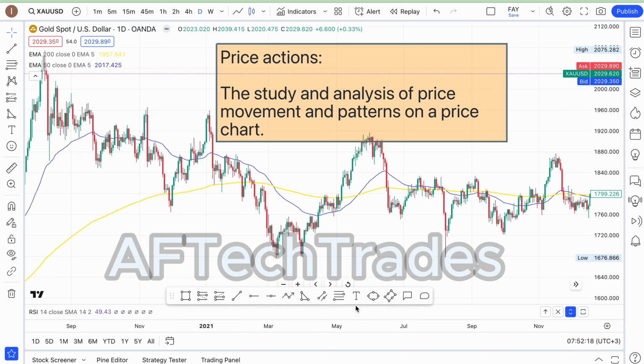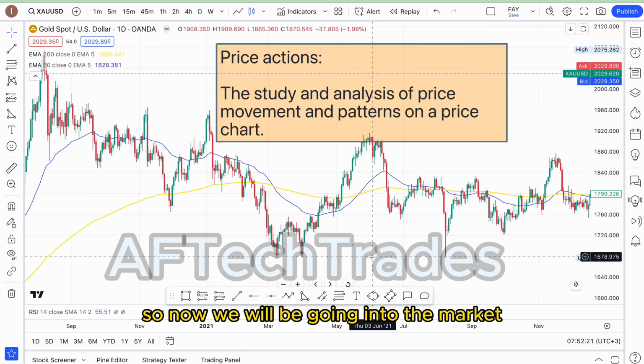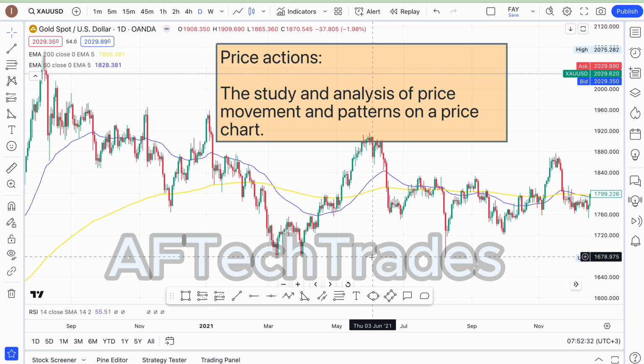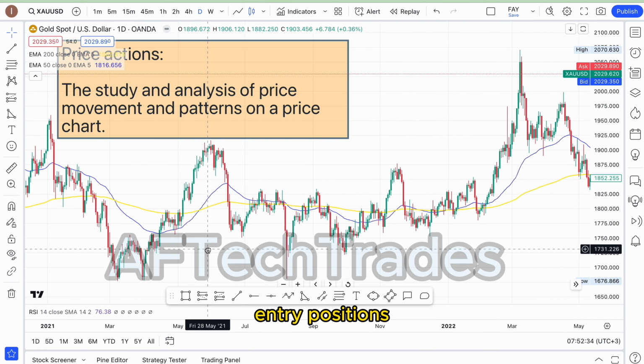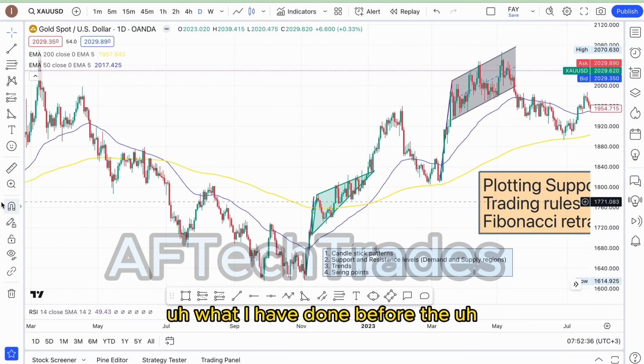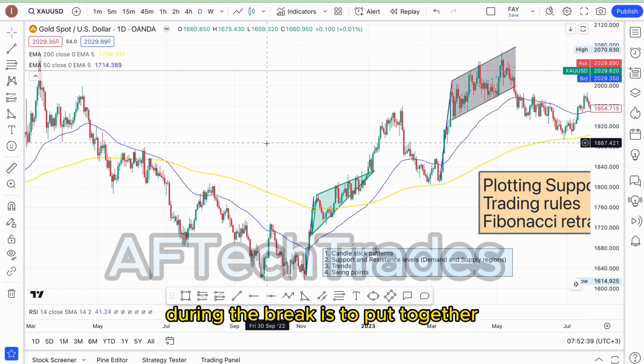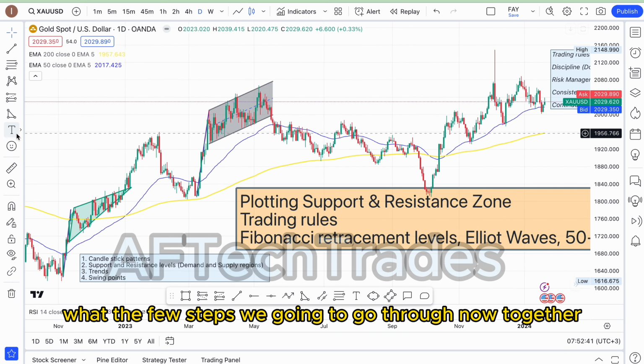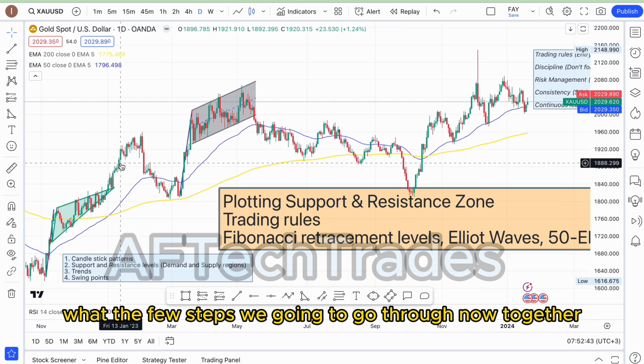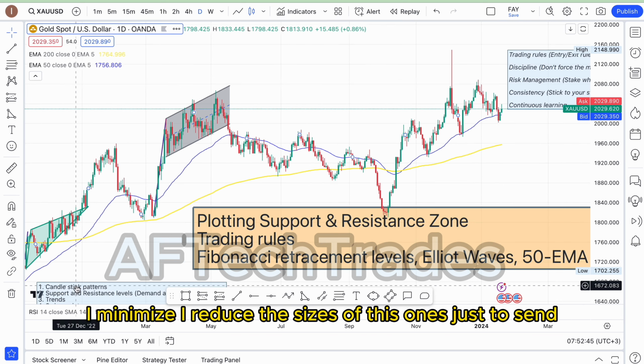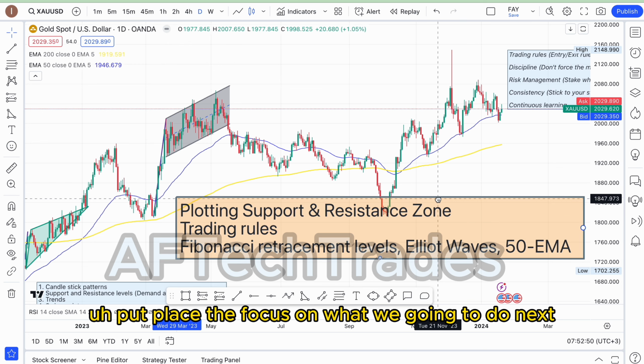Welcome back. So now we will be going into the market to look at how we can study and analyze price movement and patterns on this chart to determine entry positions. What I have done during the break is to put together the few steps we're going to go through now together. I reduced the sizes of these just to place the focus on what we're going to do next.